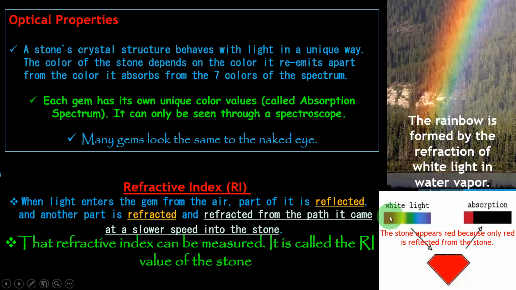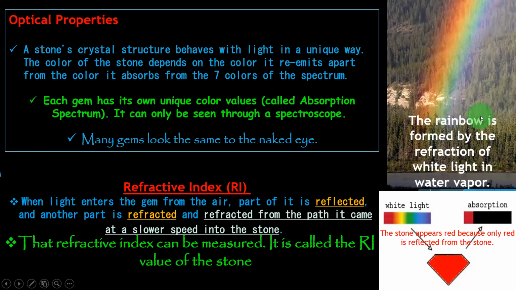This is the color range that came to the stone, but the stone absorbed it. So the absorption part is the black part, and the red is reflected. So we can see the stone as a red color stone. You should understand this. This is very important to value the gem.